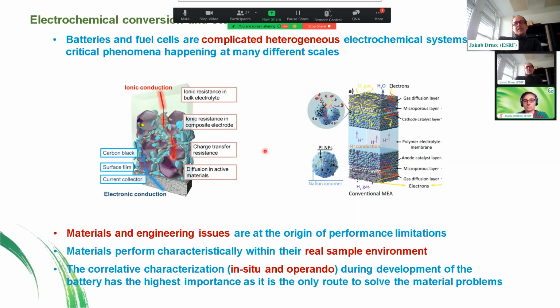But this process is actually quite complicated because first of all, you have to get the electrons from your molecules or atoms, right? So that's the catalysis part. Then you have to move the electron in the electrode, so electron conduction. You have to move the resulting ions in the electrolyte and within the electrode, in the case of batteries. So this is ionic conductivity.